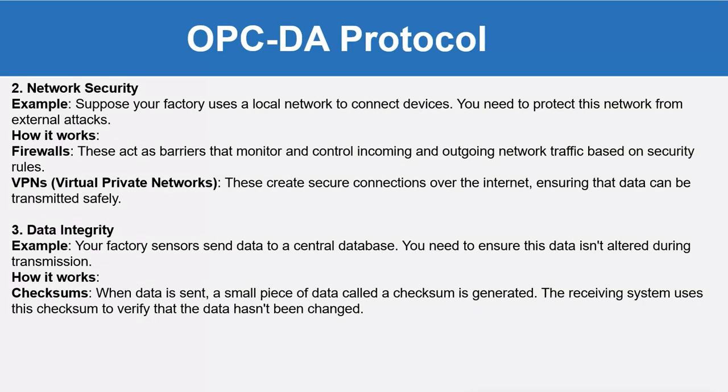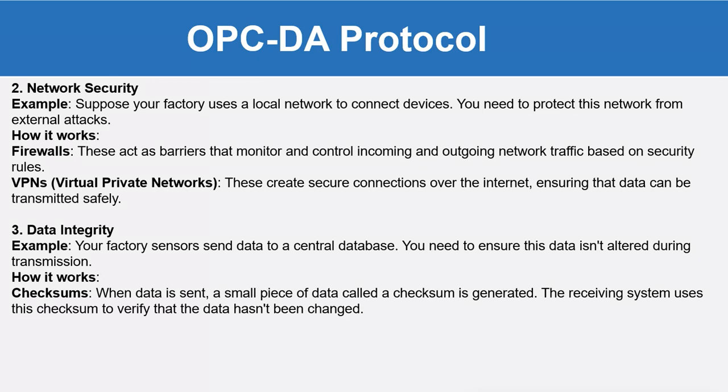Then network security. Suppose your factory uses a local network to connect devices. You need to protect this network from external attacks. So how it works actually, we use firewalls. These act as barriers that monitor and control incoming and outgoing network traffic based on security rules. We also use VPNs, virtual private networks. These can create secure connections over the internet, ensuring that data can be transmitted safely.